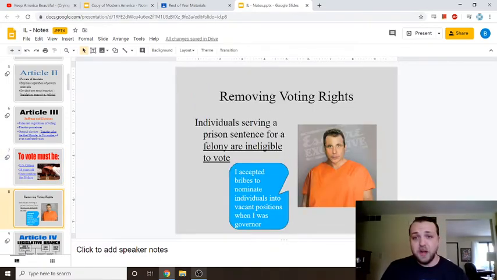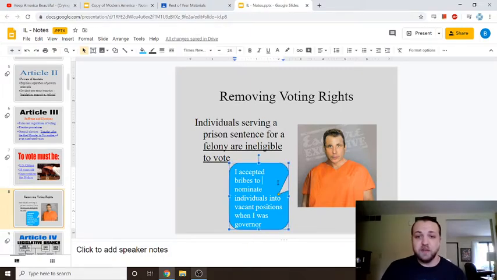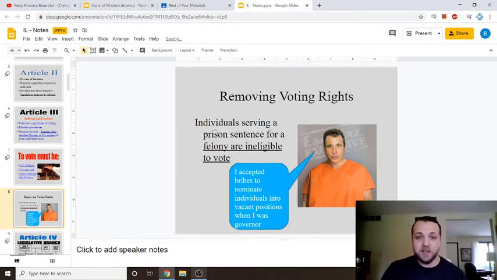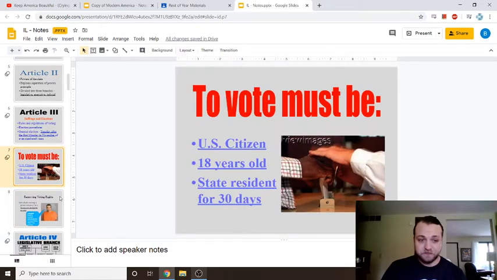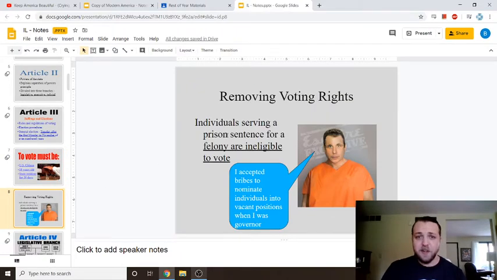Removing voting rights occurs in certain situations. Individuals who are serving in prison, as in they're a felon, if they're in prison, they're not eligible to vote while you're serving your prison sentence. So even if you were all 3 of these things, if you're a felon serving time in prison, you can't vote. When you're released, you can vote again, but we don't let prisoners vote.